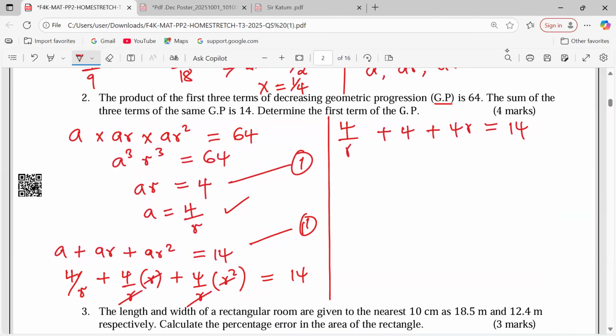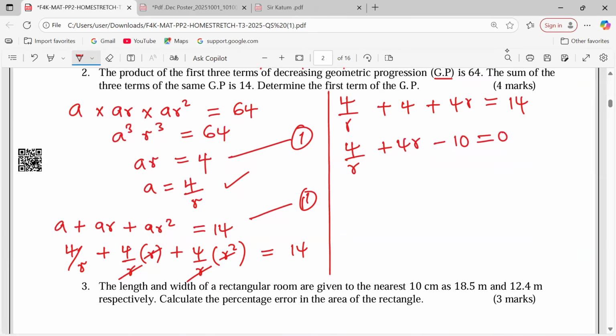What if we multiply through by the value of r? Or we can do that after grouping terms anyway. So 4 over r plus 4r minus 10 equals 0. Why minus 10? Because 4 minus 14 becomes negative 10. Yes, that way. Let's multiply through by the value of r. 4 plus 4r squared minus 10r equals 0.